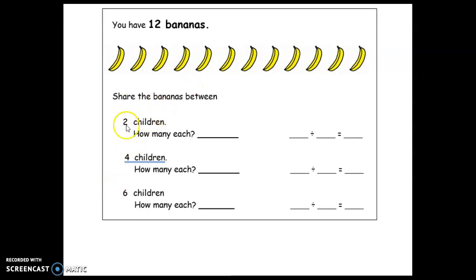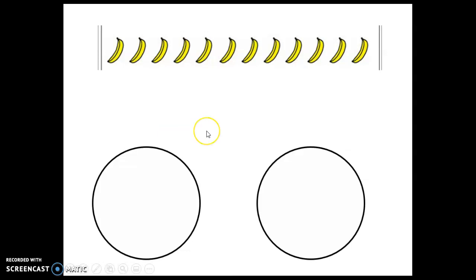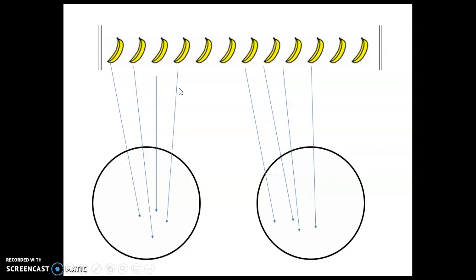Okay. So if we were sharing them between 2 children, we'd have the 12 bananas and we'd have 2 children. And we would share them equally. So 2, 4, 6, 8, 10, 12. So how many is in each? 6.